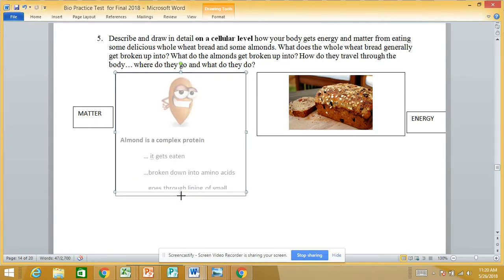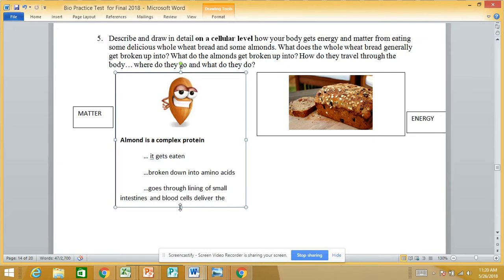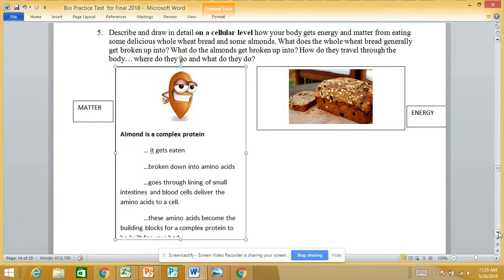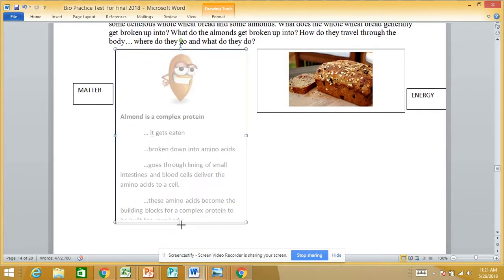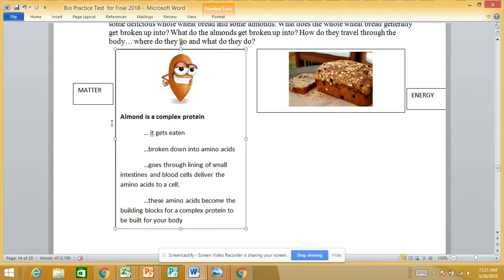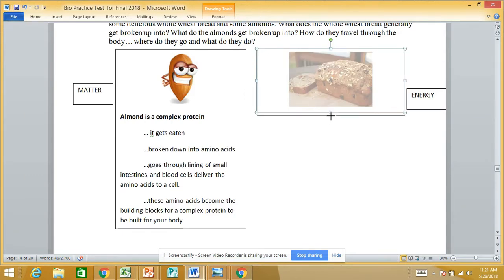It goes through the lining of the small intestine. And blood cells deliver the amino acids to a cell. And the amino acids become the building blocks for a complex protein to be built for your body. Okay? So now we're adding matter to our bodies. Remember, matter is never created or destroyed. It's just transformed. And we've transformed the type of complex protein from this almond into the type of complex protein that our body needs by breaking it down into its component parts and building it back up again on a cellular level.